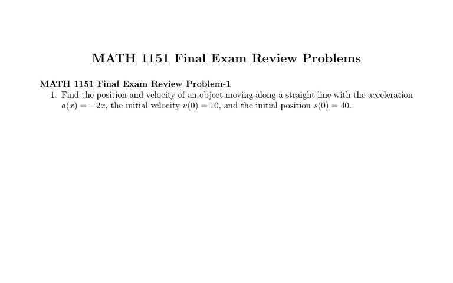Here we're given the acceleration function a(x) equal to negative 2x, the initial velocity v0 equal to 10, and the initial position s0 equal to 40, and we want to find the position function and the velocity function. Because the position function is based on the velocity function, it will be better for us to find the velocity function first and then find the position function.